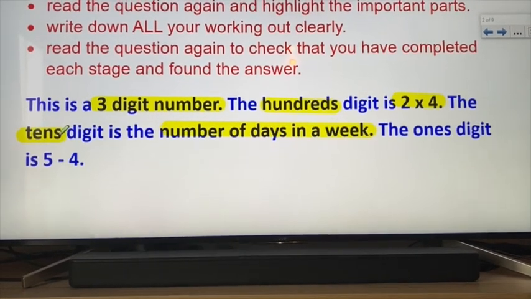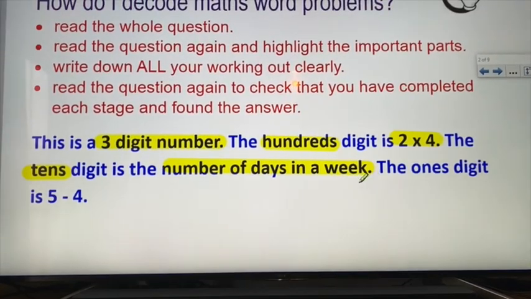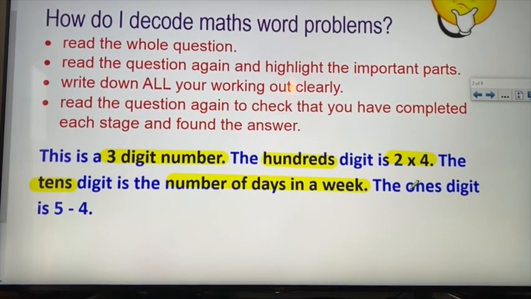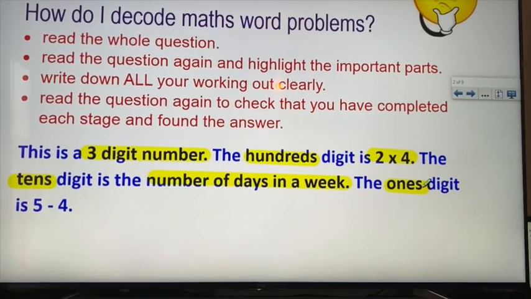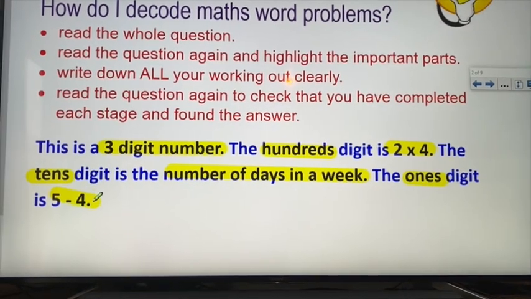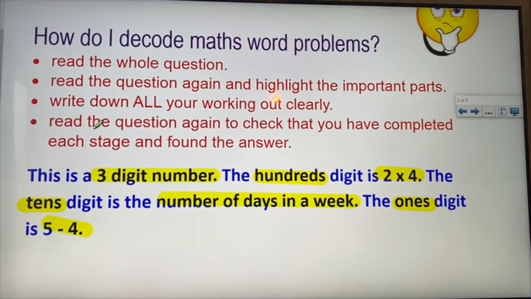The tens digit is the number of days in a week. So we highlight that important information. The ones digit is 5, take away 4. So the important information to remember there is that this number is going to go in the ones column and that it's 5, take away 4. Okay, now we've done that, let's look at our next point. Read the question again.